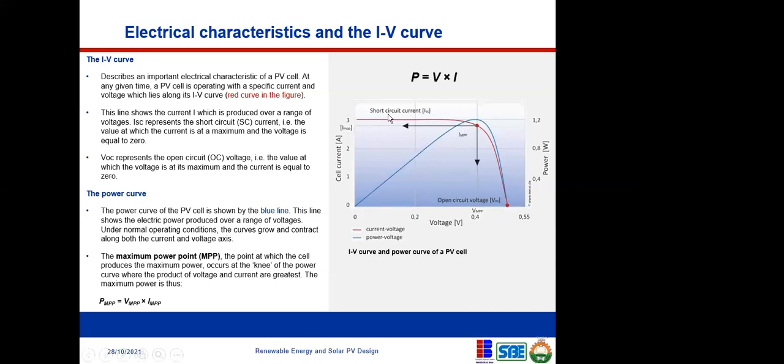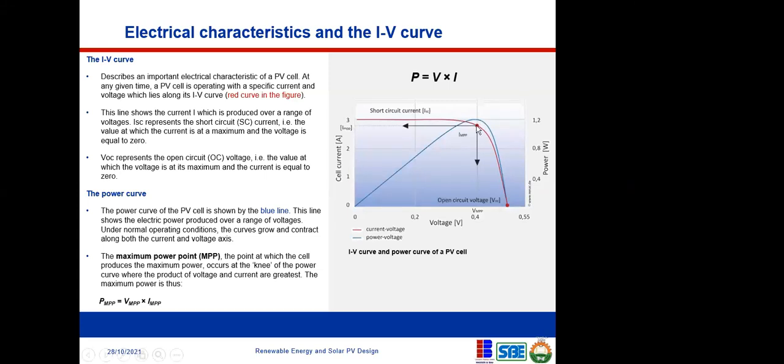But if you move towards this direction, the current at this point is called the short circuit current. And I want us to remember this definition, that short circuit current is the maximum current when the voltage is 0, whereas the open circuit voltage, which is at this point, is the maximum voltage when current is 0. Then we also have the maximum power point, which is here.